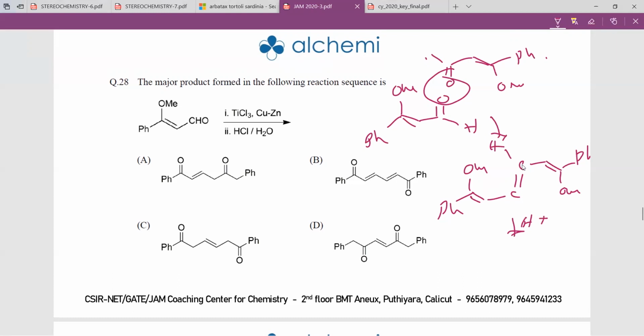We are treating with acid. Okay, in presence of acid, what happens? This OMe will become OH. Okay, this OMe will become OH. So the product will be like this.